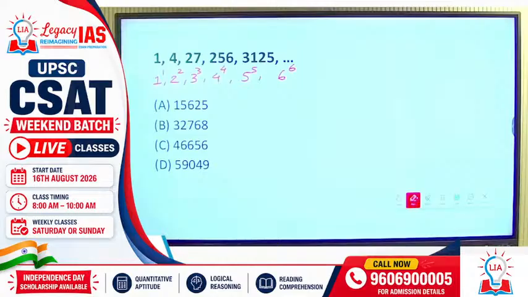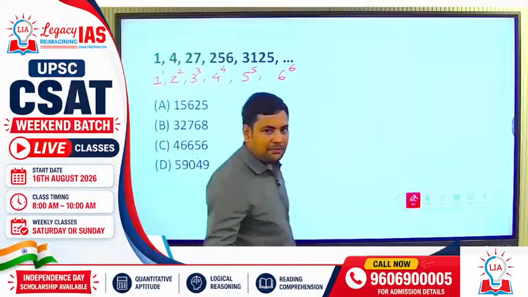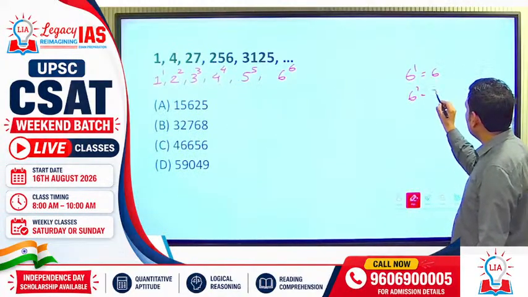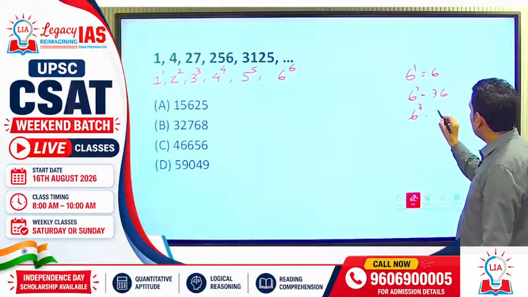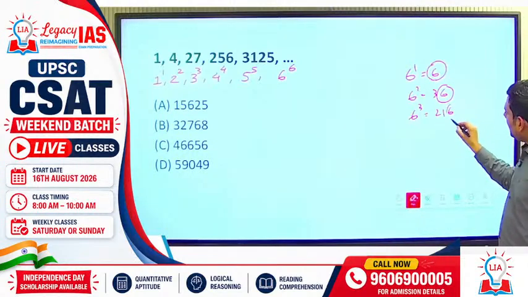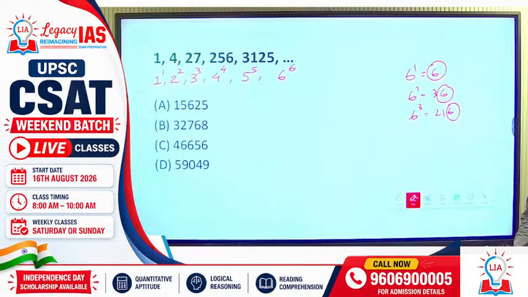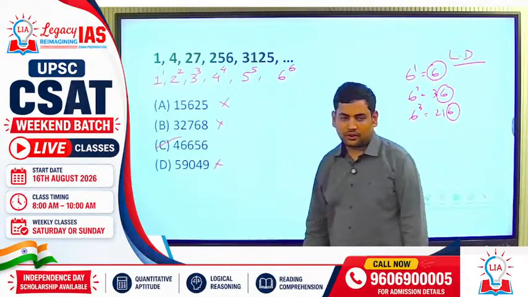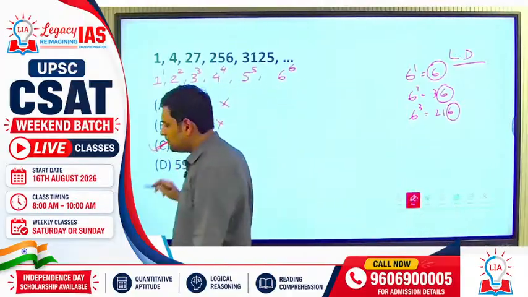Can you see it now? 3 cube. So 1 power 1, 2 power 2, 3 power 3, 4 power 4, 5 power 5, 6 power 6. Now 6 any powers, if you see, 6 power 1 is 6, 6 square is 36, 6 cube is 216, correct? So all the time if you take any power of 6, last digit is what? Last digit is always 6. See the options. Okay. So this becomes the answer.